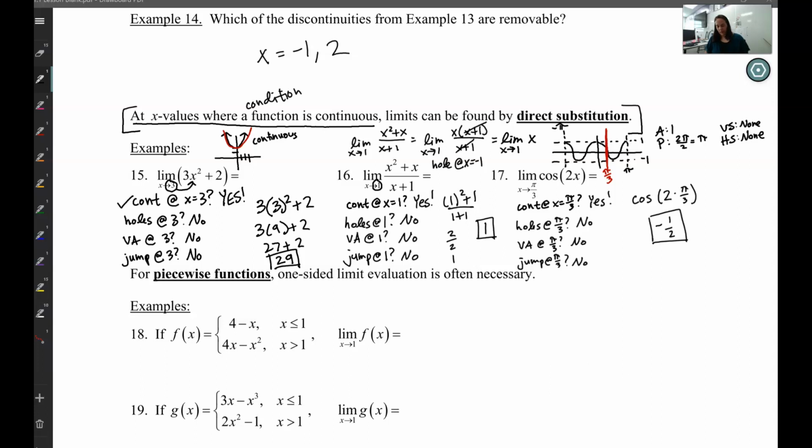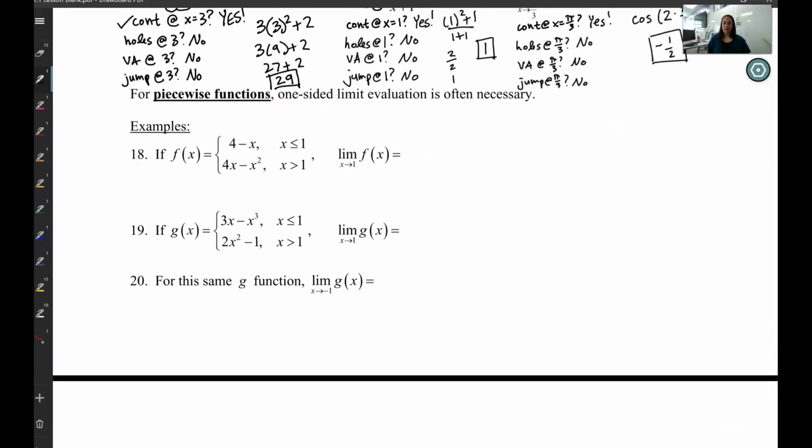So I plug pi thirds into my equation. Simplify, I just typed it into my calculator. Got -1/2. So that is it for direct substitution. In the next video, we'll talk about piecewise functions.